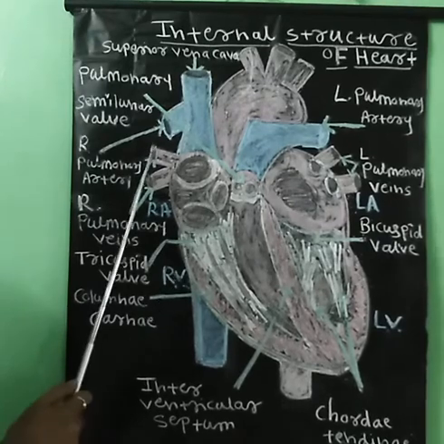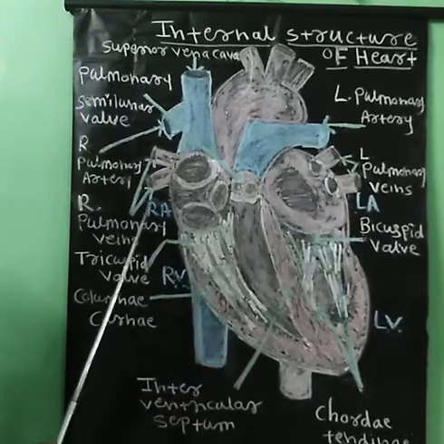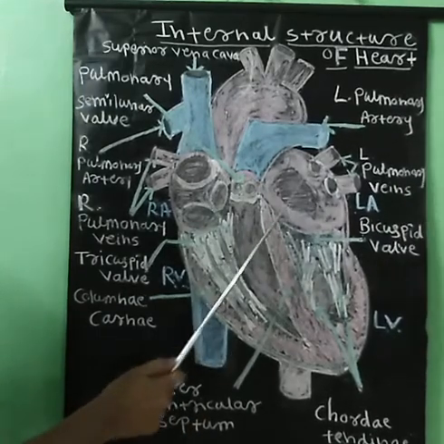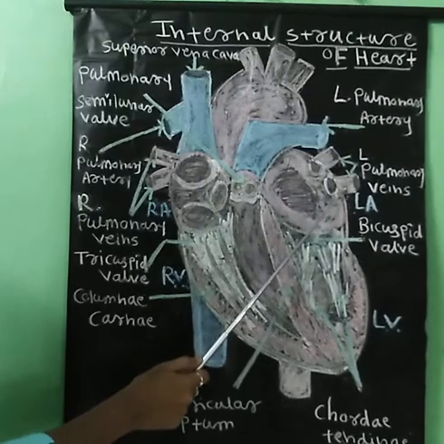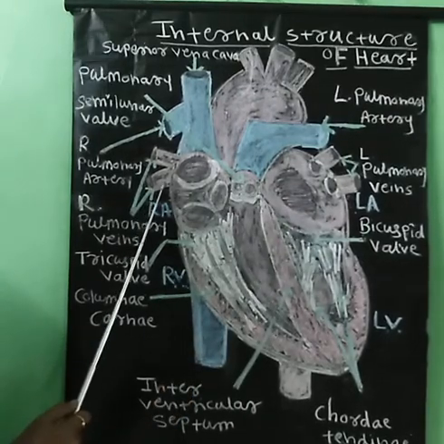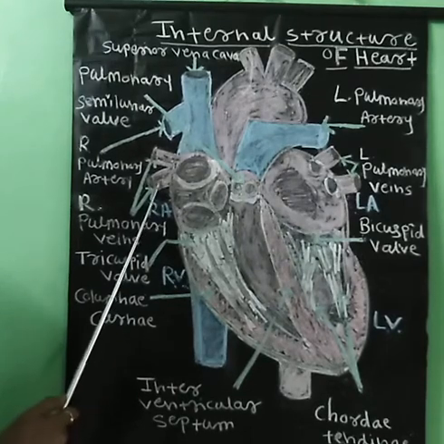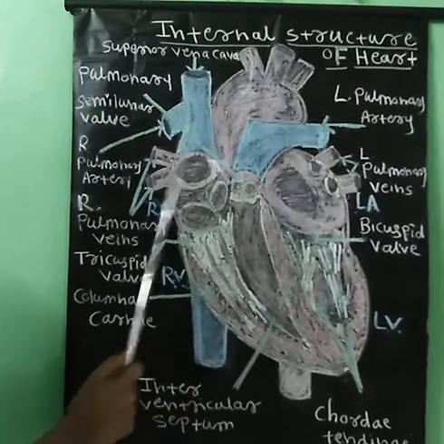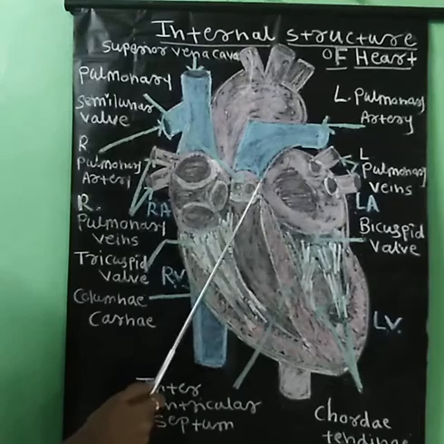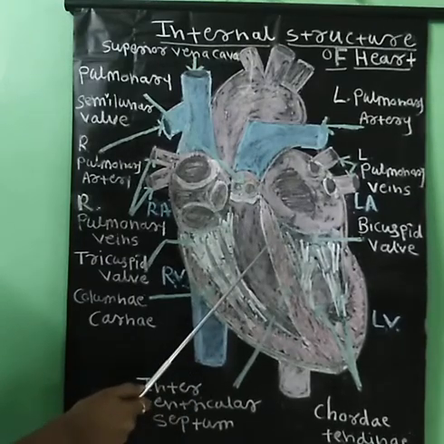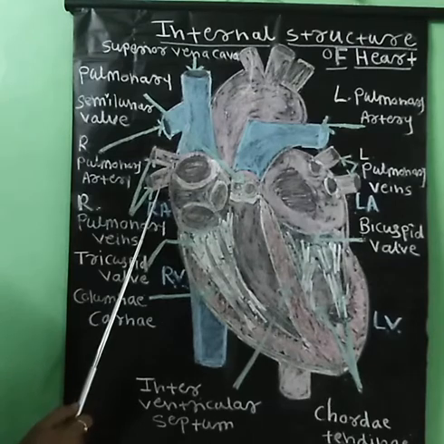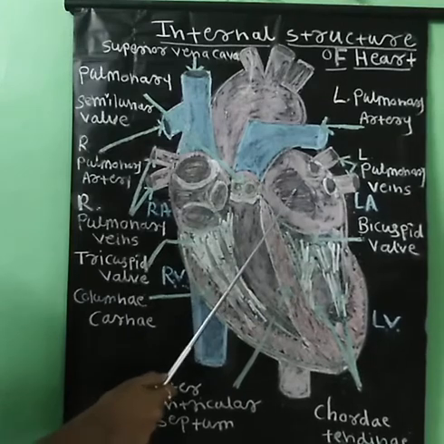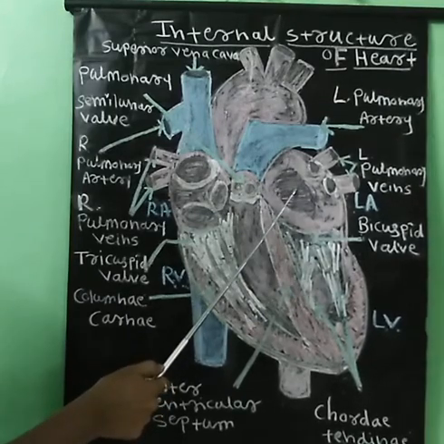Again, 4 pulmonary veins collectively open into left atrium. These are left side pulmonary veins and these are right side pulmonary veins. Such 4 pulmonary veins collectively open into left atrium. These 2 right side pulmonary veins open dorsally into left atrium.